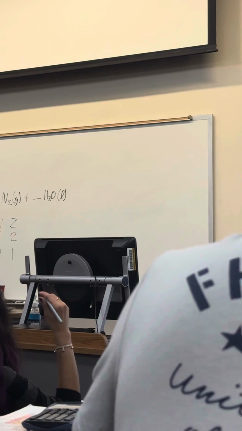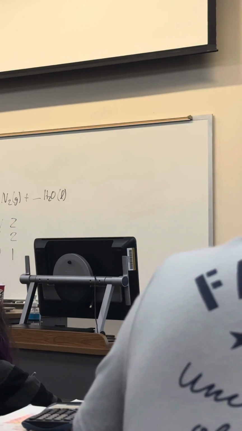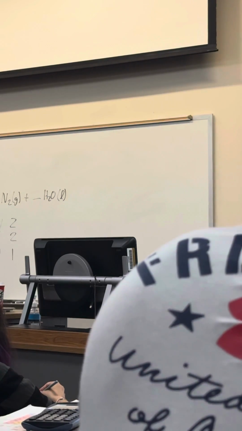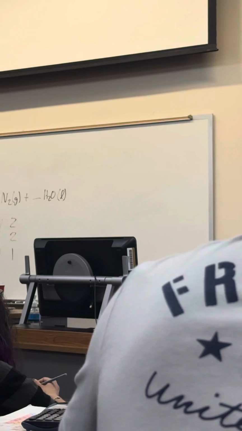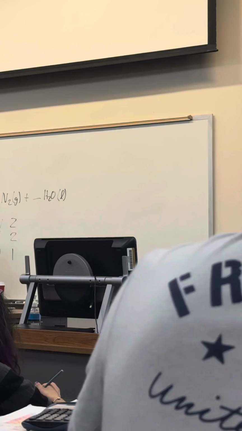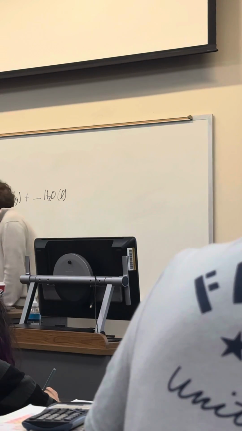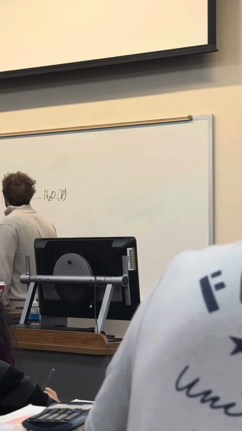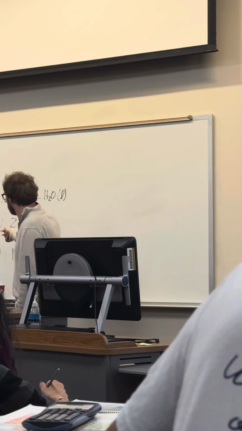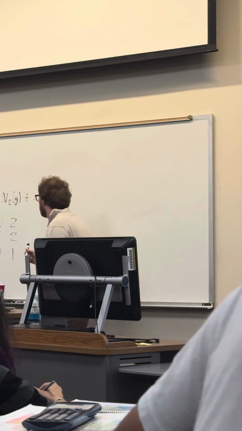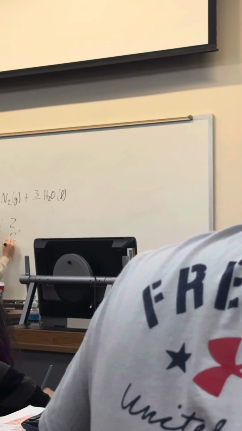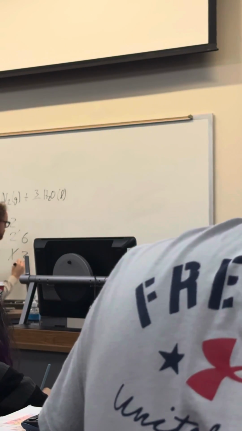I know I'm going to need 2 of these, because I only have 1 nitrogen. If I put a 2 here, how many nitrogens do I have on the left side? 2. How many hydrogens? 6, 2 times 3 is 6. Is that balanced? No. I've got 6 hydrogens and only 2 over here. So what coefficient did I make this? 3. Now how many hydrogens do I have? 6. Oxygens? 3.